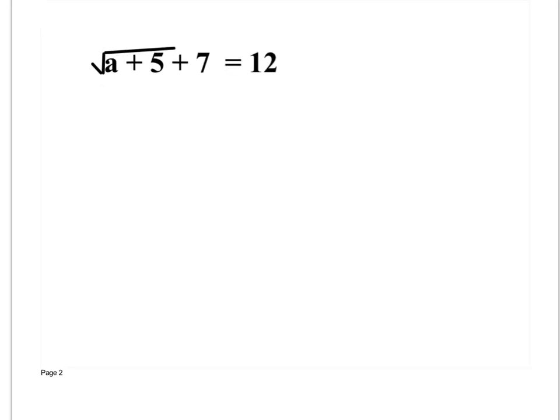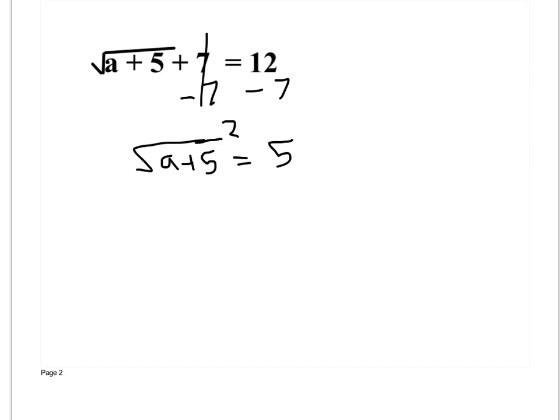Write this down. We have the square root of a plus 5, plus 7 equals 12. Before I can get rid of the square root, the radical sign, I've got to get it to where this is the only thing on the left side. So I subtract 7 from both sides. I have the square root of a plus 5 is equal to 5. Now I can square both sides. If I had done it earlier, I would have had the square root 7, and I don't want to do that. Or I would have to square 7.